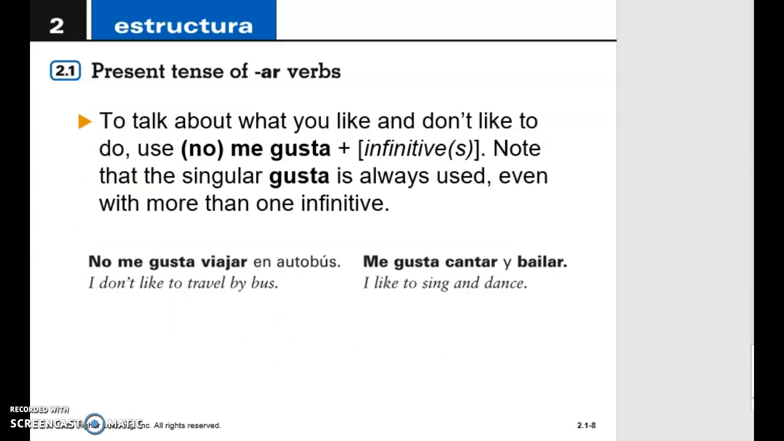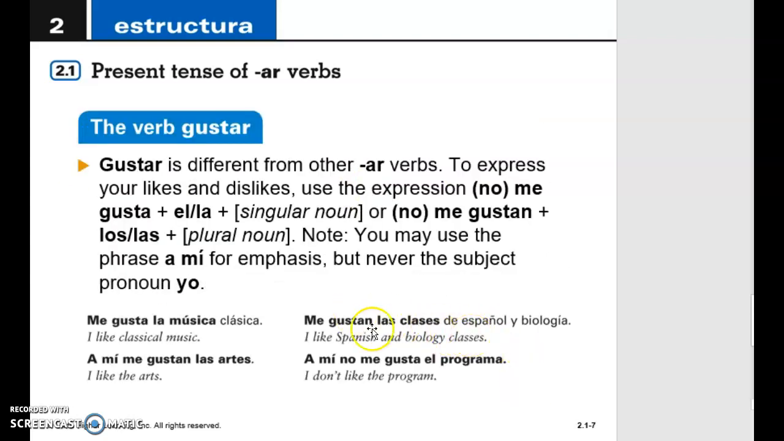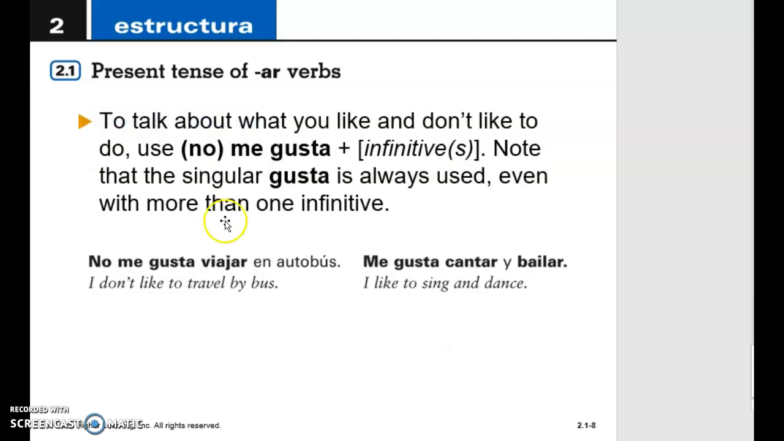And finally, here we have some more examples of something that you can also use along with verbs, not only with nouns. Like in here, we're talking about classes, we're talking about music, but in here we can also say that you don't like to do a specific activity, you don't like dancing, or you don't like studying. So you can also use "me gusta" or "no me gusta" plus the infinitive of the verb.